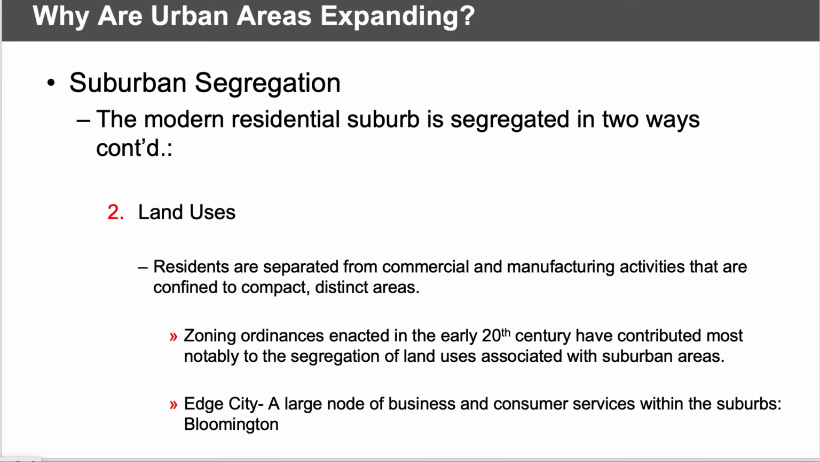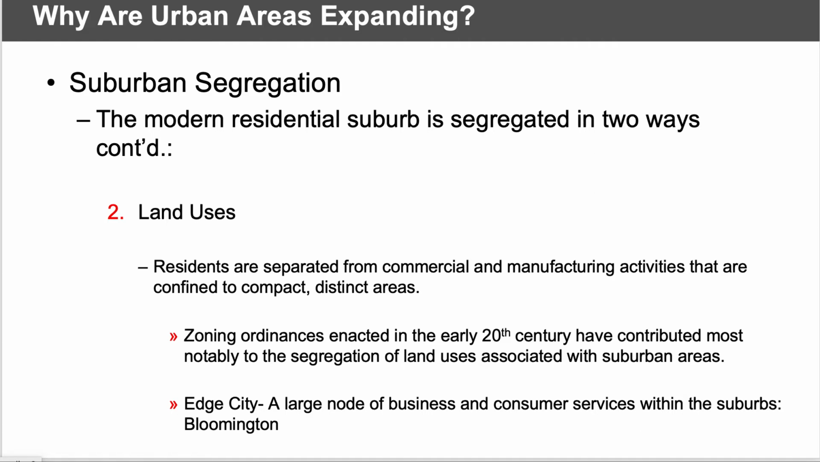And then land uses, okay? The modern residential suburb is segregated by land uses. Residents are separated from commercial and manufacturing activities that are confined to compact, distinct areas. In the inner city, you might see a coffee shop right in the middle of a residential neighborhood. But in the suburbs, it's either all houses or all shops.